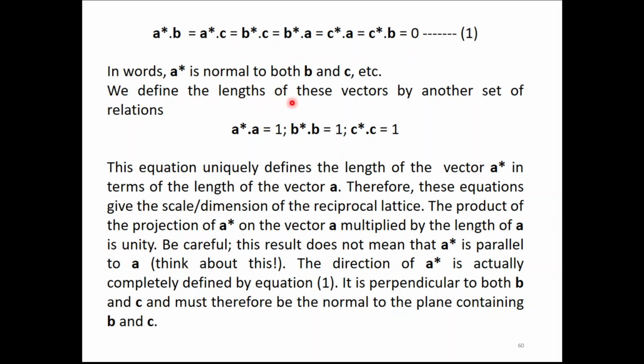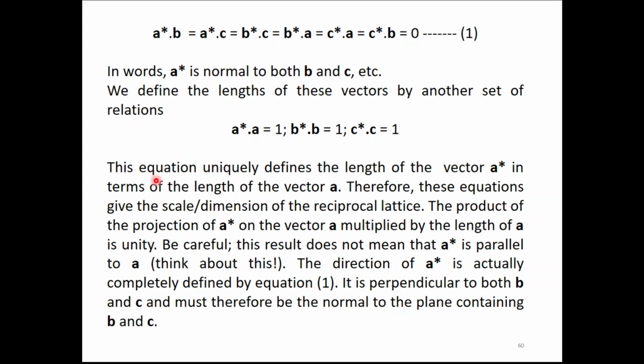So we define the lengths of these vectors by another set of relations. Once we consider the dot product between the direct lattice vector and the reciprocal lattice vector of similar positions, like a* and a, b* and b, c* and c, then we will get unity. Now let's understand why we get this unity. Is this because they make an angle of 0? Is this the reason? No, this is not the reason.